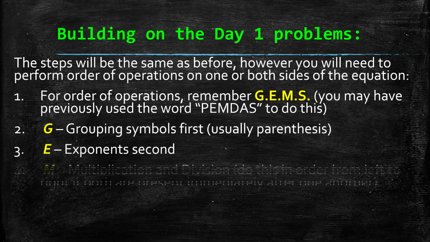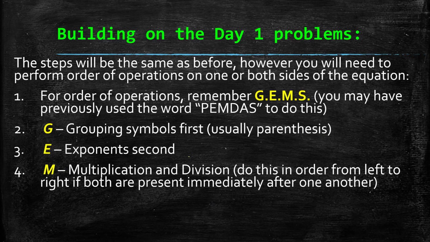E is exponent second. M, now this is where we kind of put these two together because they're done at the same time, multiplication and division. You do this in order from left to right if both are present, immediately after one another. So you won't always do multiplication first. Sometimes, like if I had 8 divided by 4 times 2, I wouldn't do 4 times 2 first. I'd do 8 divided by 4 first because I have both and I work left to right.